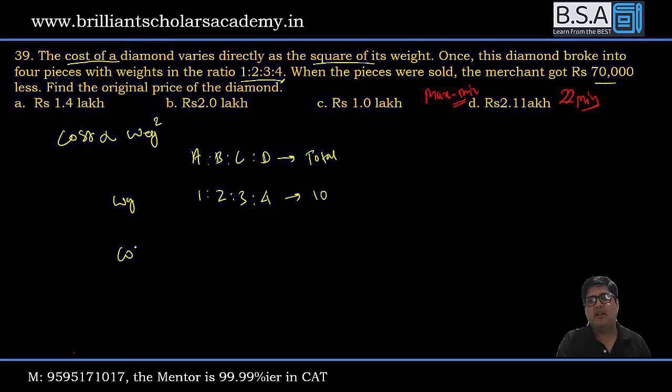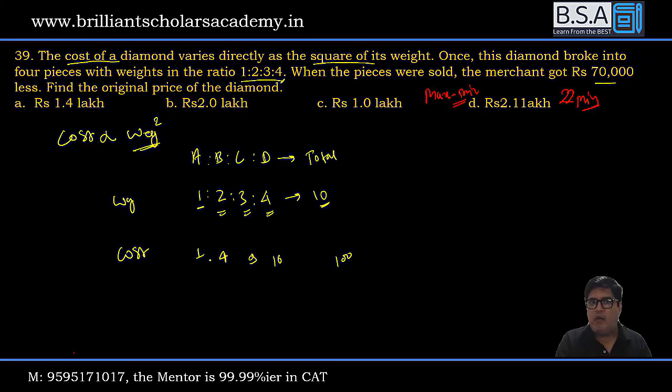Can I say the cost of these diamonds is depending upon what? Is depending upon the square of the weight. Square. So I'll perform a square of this, of this, of this, of this. I will also perform a square of the total weight.